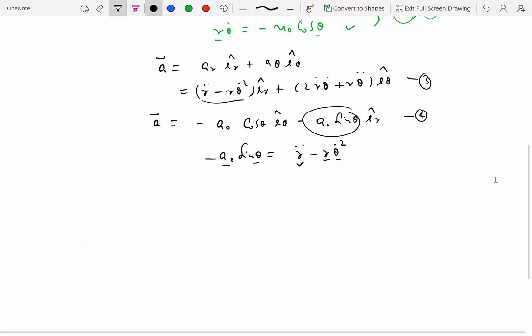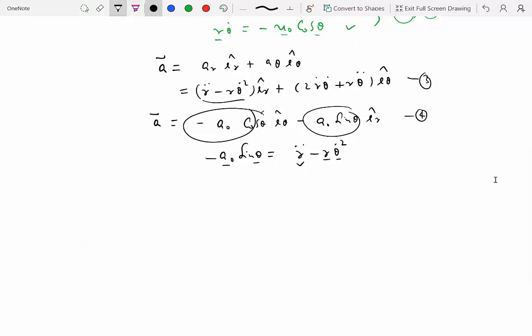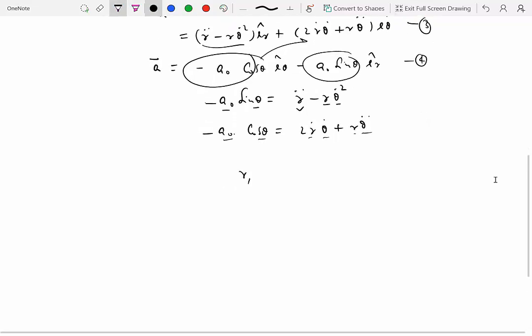Now let's compare this with this. So what do we get? We get minus A0 cosine theta equal to 2 R dot theta dot plus R theta double dot. A0 is known, theta is known, R dot is known, theta dot is known, R is known. So that gives us theta double dot. So solving all of these gives us R dot, theta dot, R double dot, theta double dot.